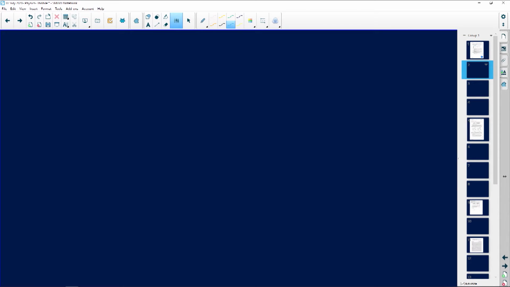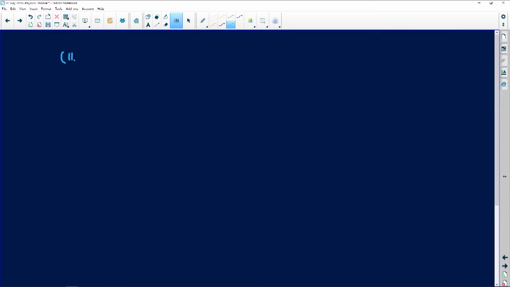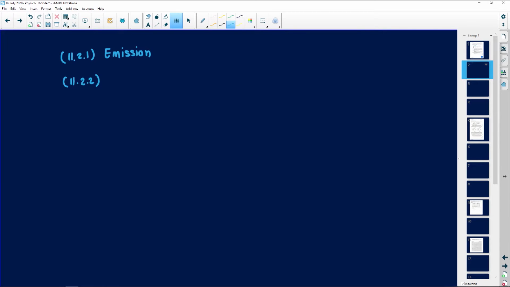So this is 11.2.1 and this is the emission spectrum. I'm going to write the next numbering for the other one, 2.2. Let's see what the next question says.